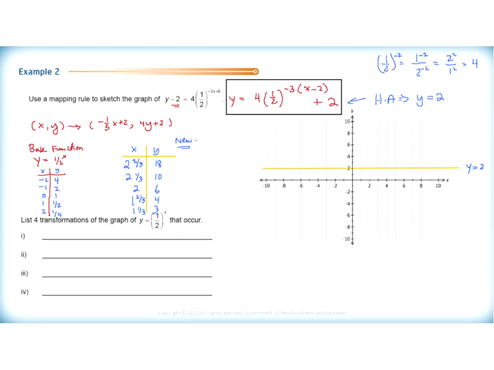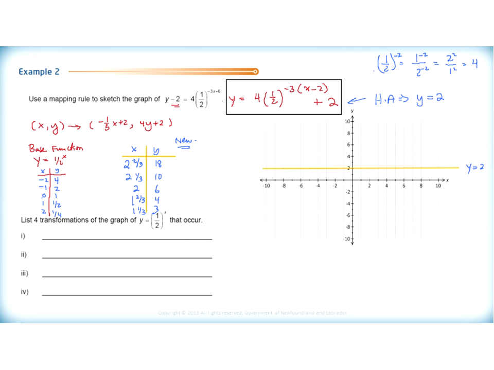Now let's plot our points. 2 2/3 and 18. Of course, I don't have an 18 on my graph, so I know it's way up there somewhere. So 2 2/3 and 18, way up here somewhere.